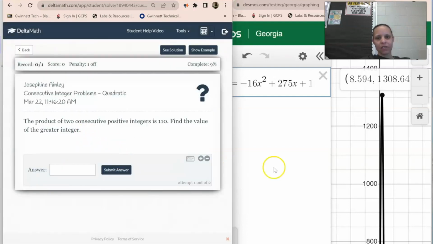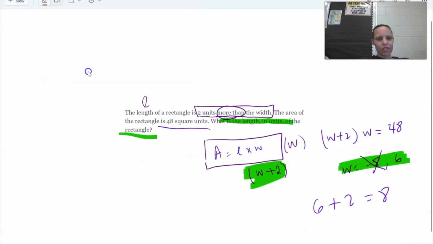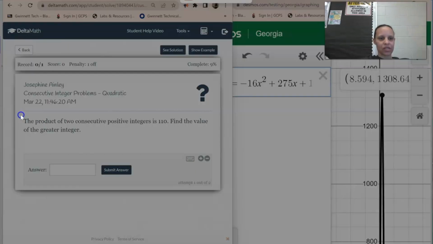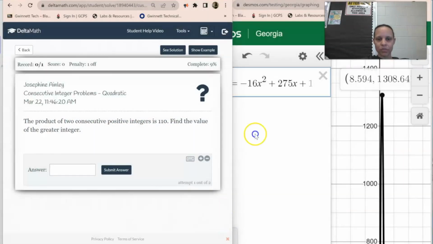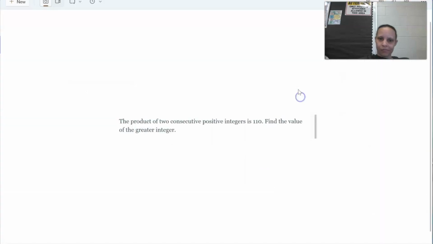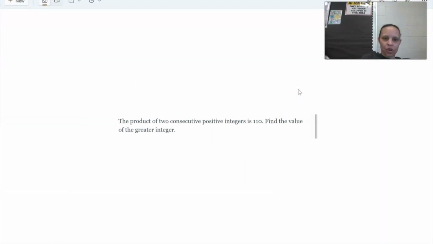All right, consecutive numbers. Consecutive numbers, again, is just you being able to read and translate it into a mathematical equation. So the product, what does the word product mean? Product means multiplication. And if you had sum, then you would have addition. So I'm going to do both examples depending on which one you get. Of two consecutive positive integers. Okay, so positive integers that go in a row.